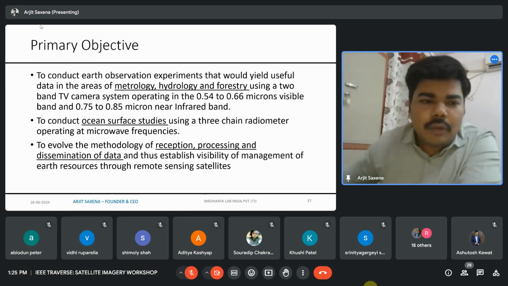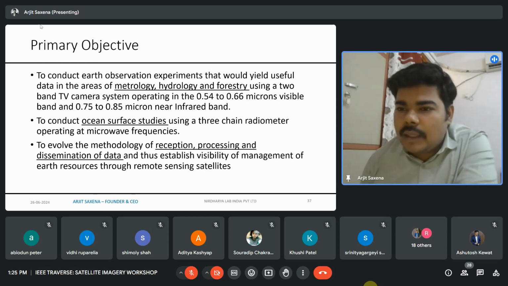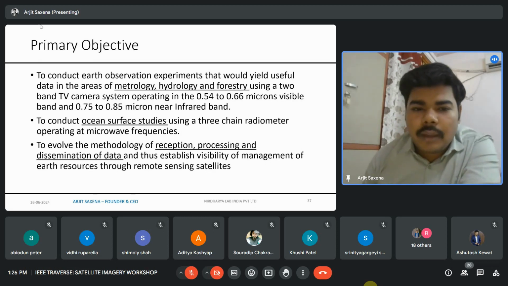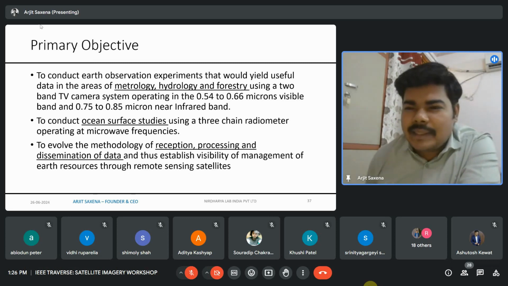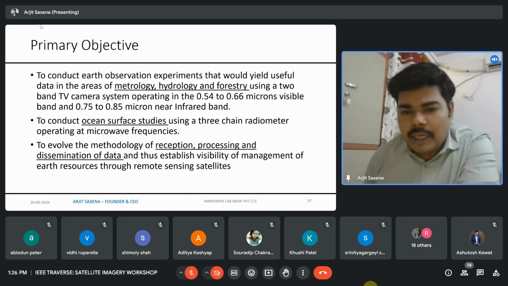Frugal methods. Now this is basically dedicated to the meteorological purpose, like your weather assessment, and other aspects like hydrology and forestry, because at that time we only needed these things. We wanted a set of applications for weather forecasting, because most of our scientific missions are dependent on weather forecasting itself.